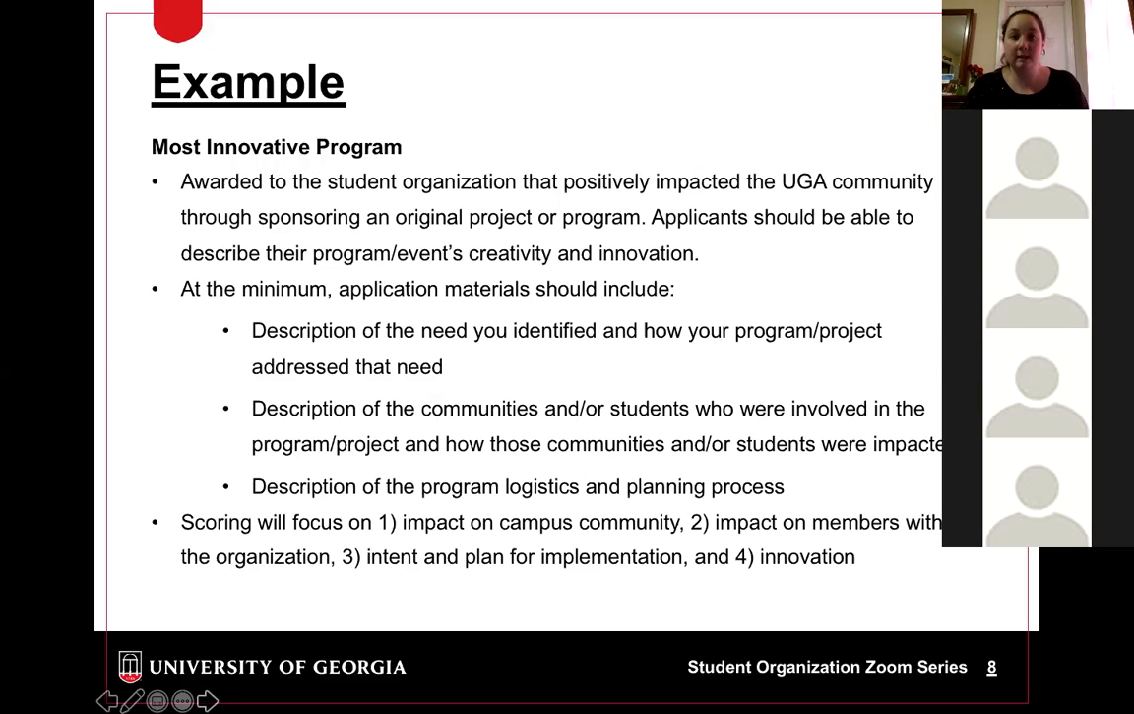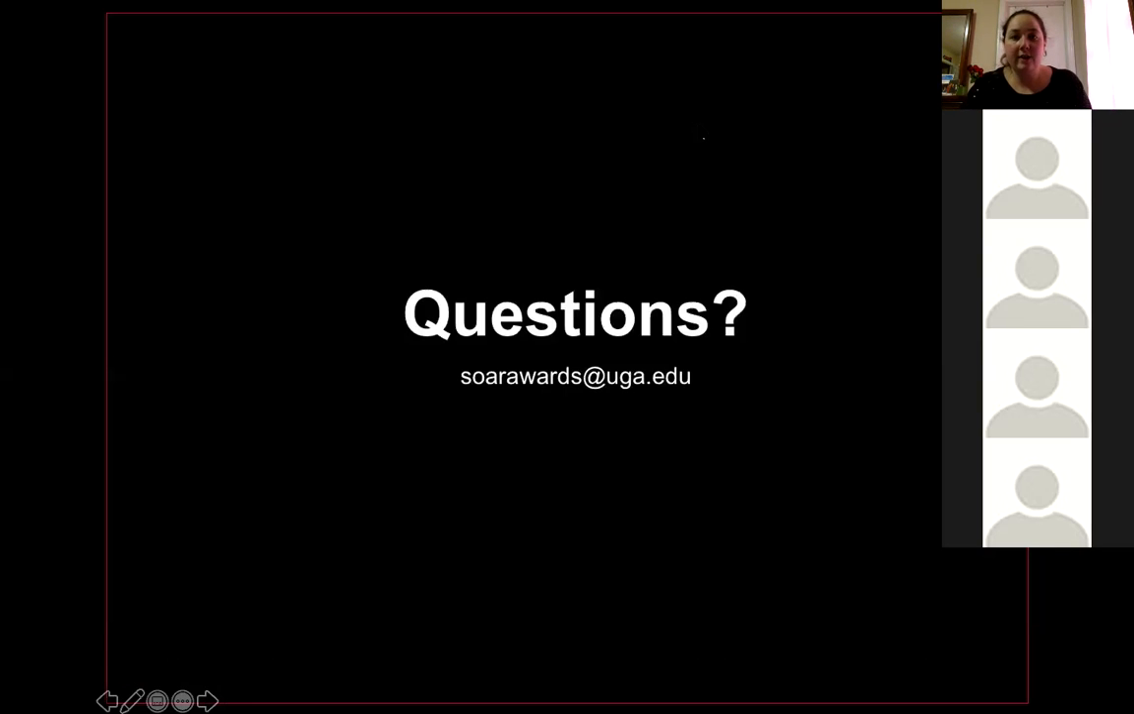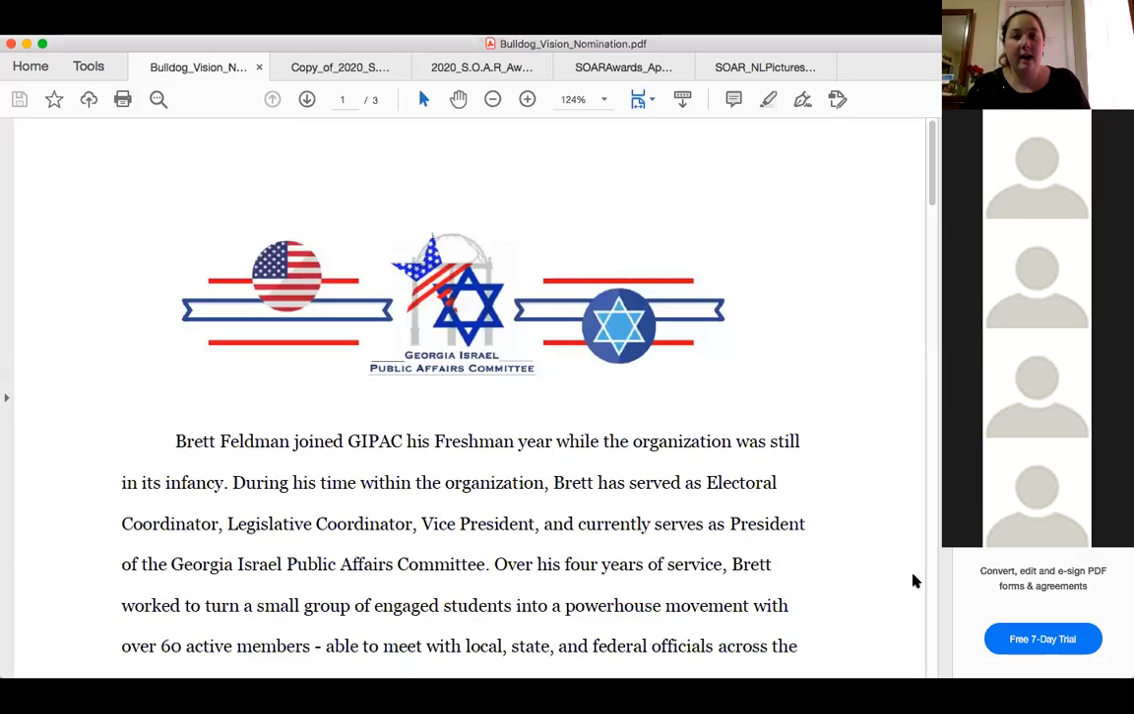And so I'm now going to switch screens and share some examples from last year to kind of show you some of this in action and what these could look like. So if you wouldn't mind just giving me a thumbs up if you can see this PDF from the Georgia-Israel Public Affairs Committee. Perfect. Thanks, y'all. And so this was submitted for our Bulldog Vision Award.